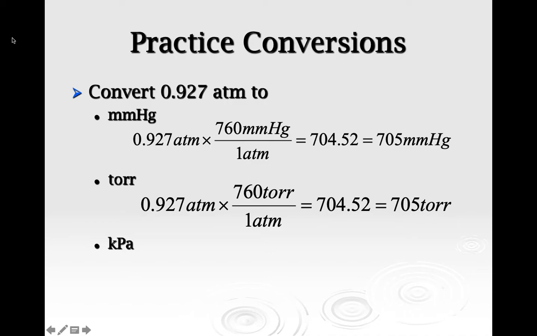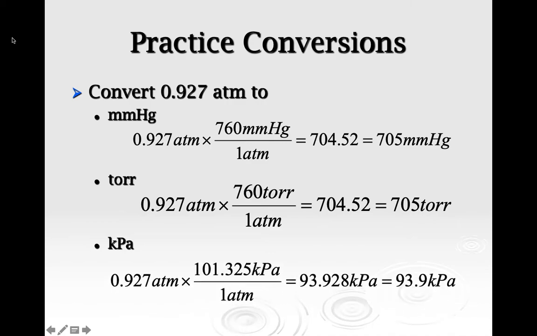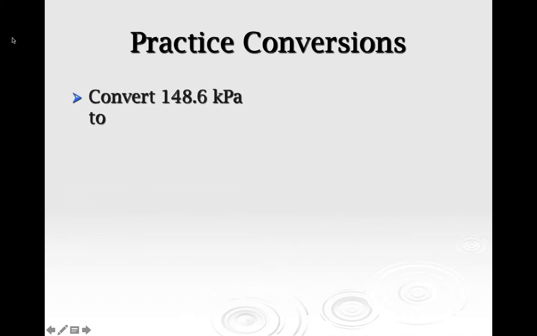Kilopascals are a little bit different, in that there are 101.325 kilopascals in an atmosphere. So my final answer for kilopascals would be 93.9 kilopascals. Let's look at some more. 148.6 kilopascals converted to atmospheres.